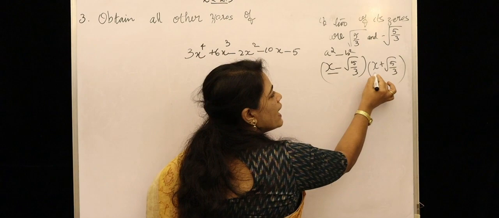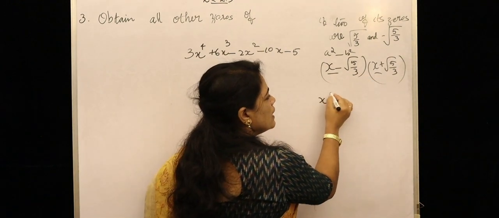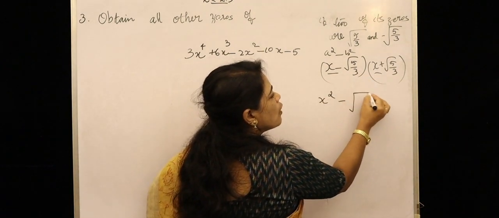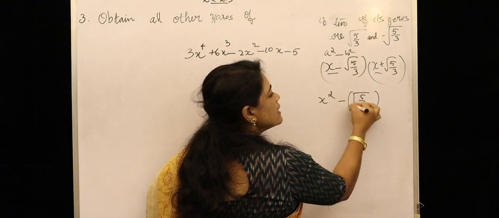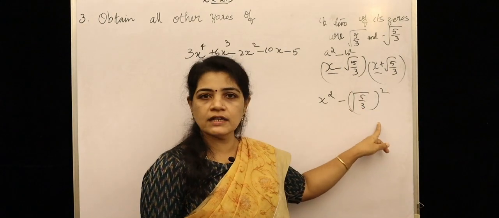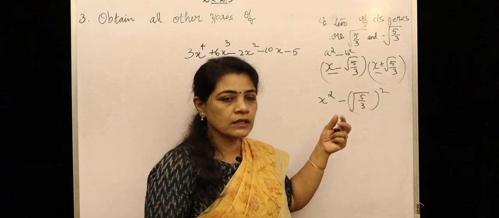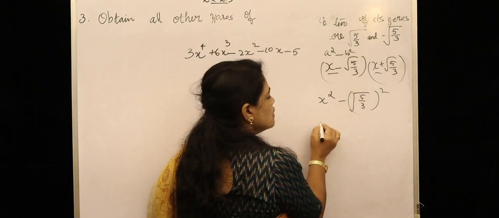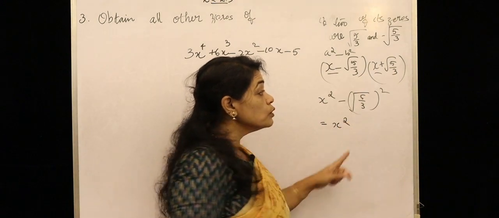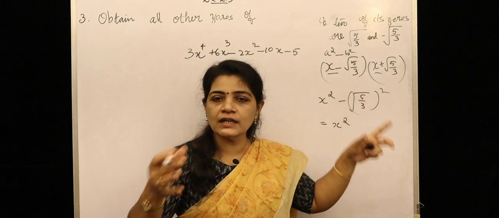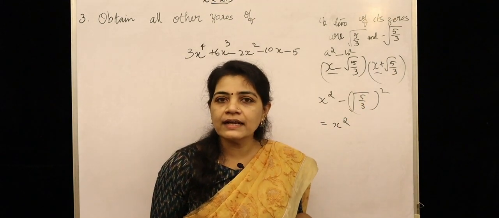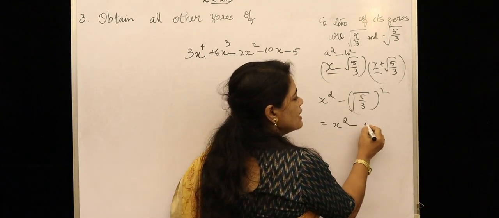In place of a, x, so x square. In place of b, root of 5 by 3, and take its square. So a square minus b square. One more step, we can simplify this. This is equal to x square minus root of 5 by 3 whole square, the root and square get cancelled. So x square minus 5 by 3.